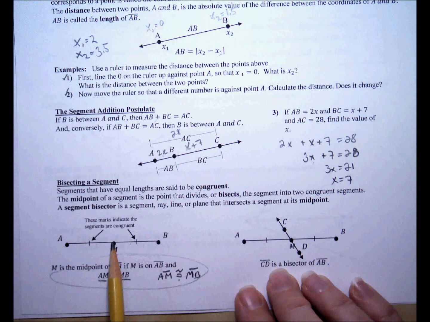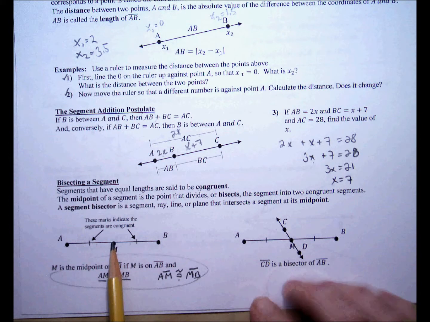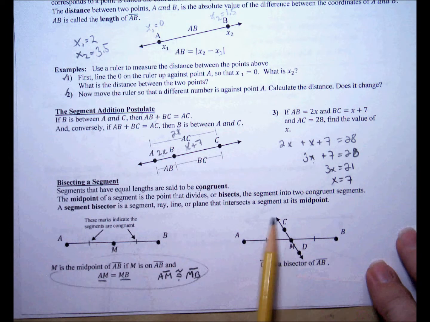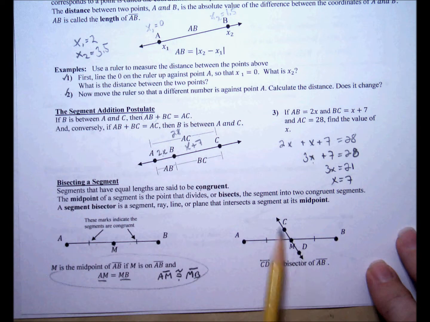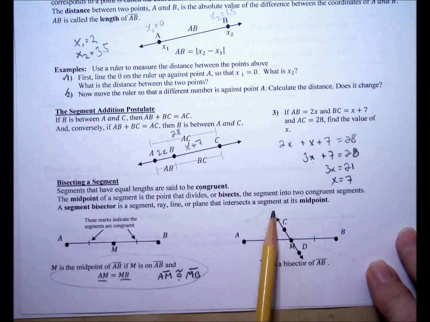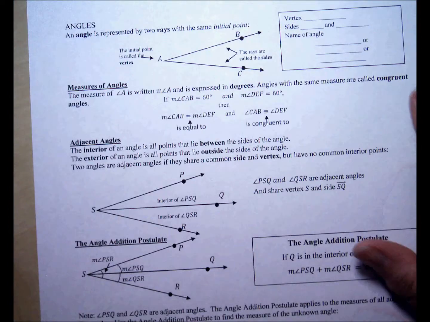If M lies on a line or a segment that intersects AB, then the line or the ray is called a segment bisector. We're going to find some similar rules with angles.